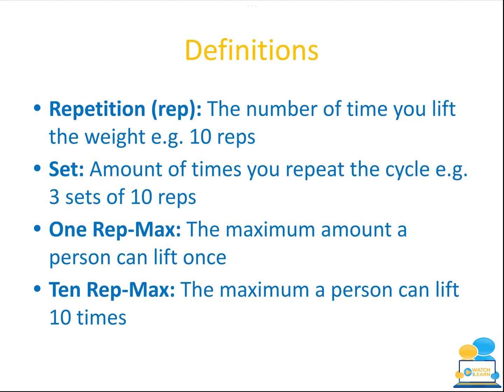So definitions then. A repetition, or rep, is the number of times you lift the weight, for example, 10 reps. A set is the number of times you repeat the cycle, so 3 sets of 10 reps. A 1 rep max is the maximum amount a person can lift once. Then we have 10 rep max, the maximum a person can lift 10 times.